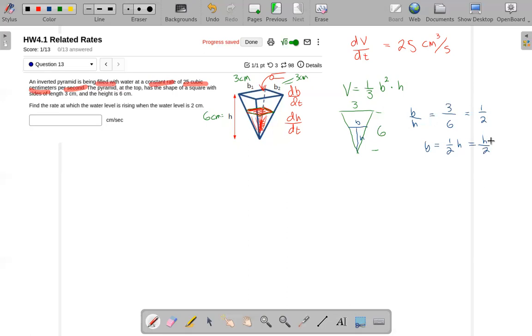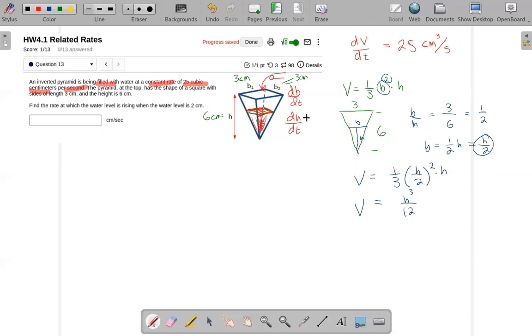All right, so that means because we have this shape, it's always the same shape, it's always this shaped pyramid, we can simplify that volume now. So the volume can be rewritten. Instead of a B, we can have an H over 2. So we get 1/3 (H over 2) squared, times H. That cleans up a bit. H squared times H is H cubed. 2 squared is 4 times 3 is 12. So I get H cubed over 12. So that's my V.